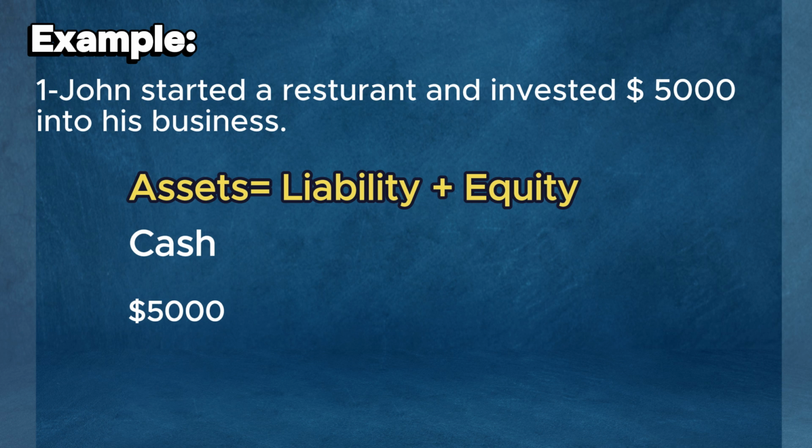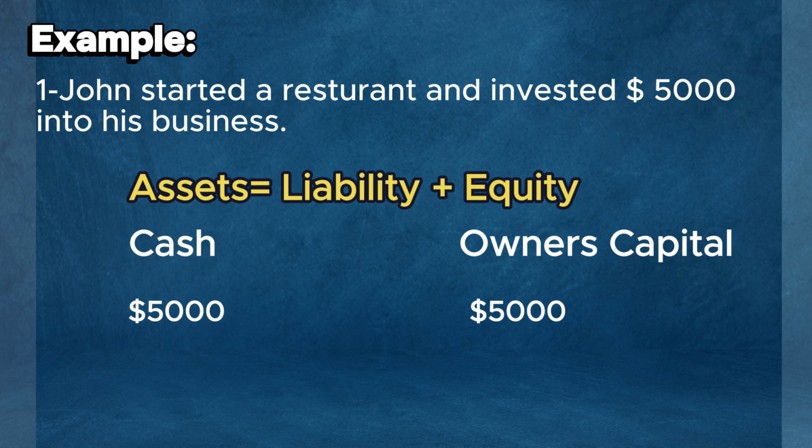Now, on the right hand side, we will mention owner's capital because this is the capital that is introduced by the owner. And we will mention $5,000 under owner's capital. And this balances our equation. On the left hand side, our assets, that is the cash, is raised by $5,000. And on the right hand side, we have the owner's capital under equity that is raised by $5,000.